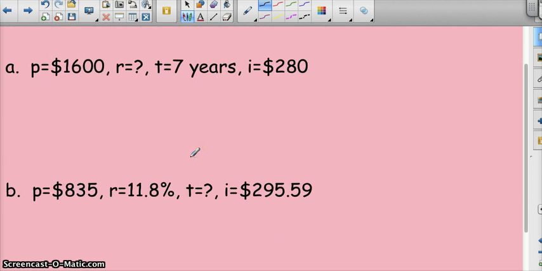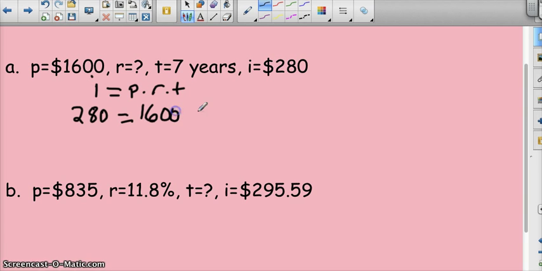So, in this case, once again, I equals P times R times T. Enter the information you know. The interest was $280. The actual principal in this case was $1,600. The rate we don't know. And the time was 7 years.